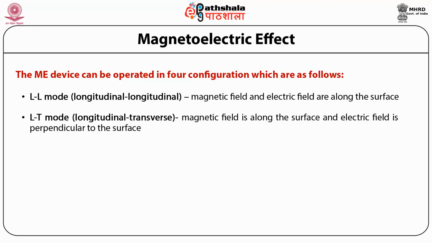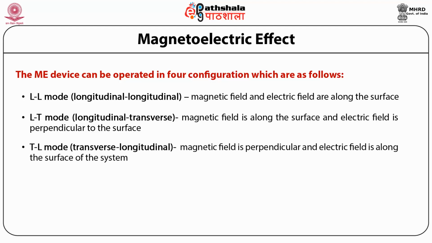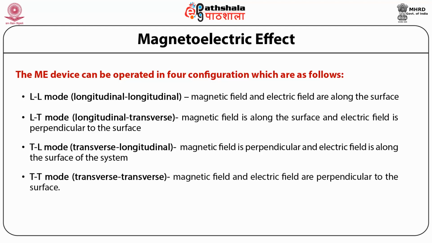The third mode is TL mode, or the transverse longitudinal mode. In this mode, magnetic field is perpendicular and electric field is along the surface of the system. The fourth and the last mode is TT mode, or the transverse mode. In this mode, magnetic field and electric field are perpendicular to the surface.